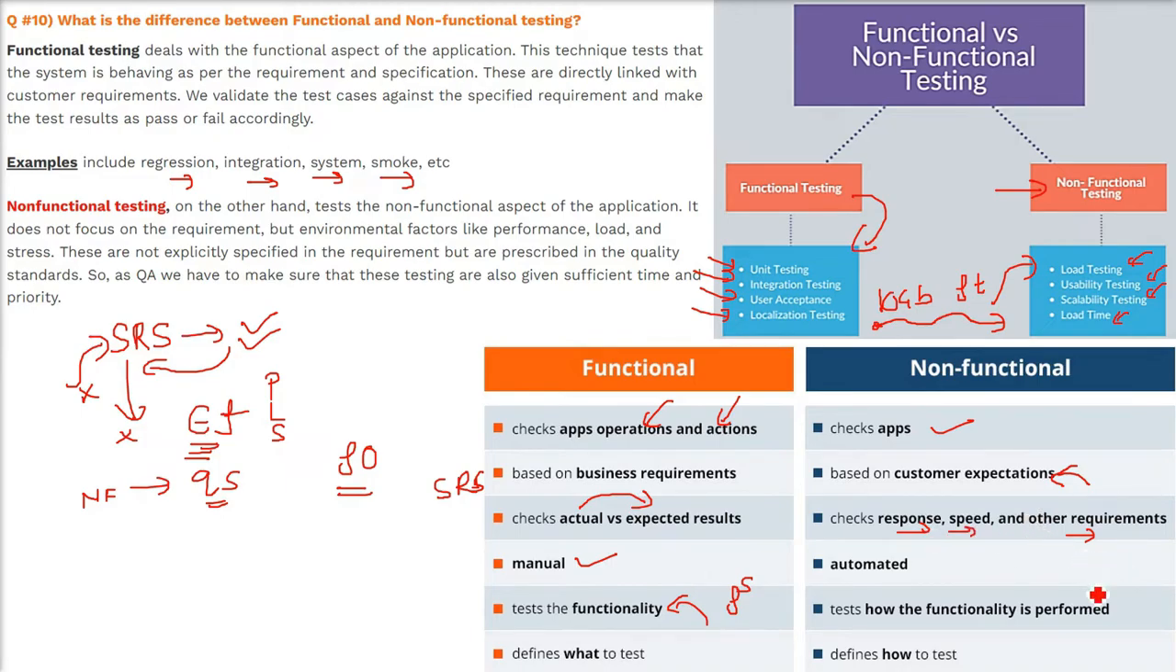Okay, testing the functionality is functional. How it is performing is non-functional. So eventually we come to this: functional defines what to test, and non-functional defines how to test.